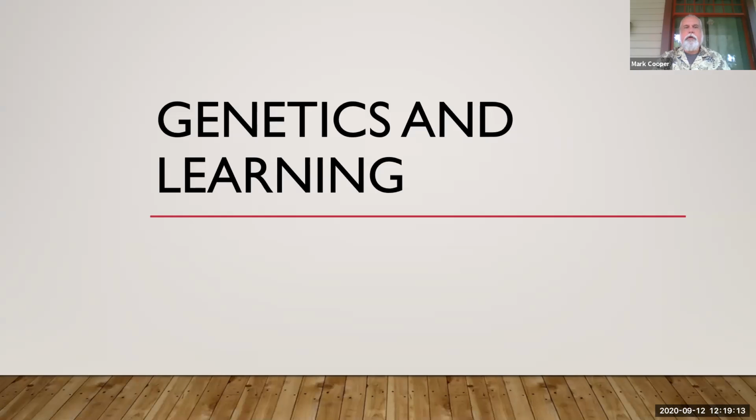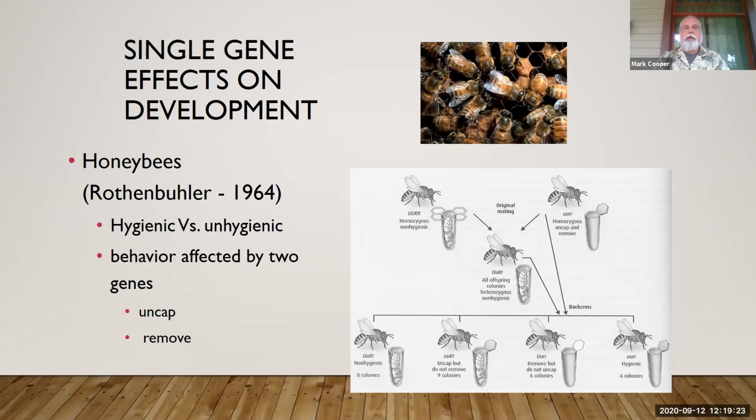All right, for this video, what we're going to look at is the genes themselves and how they are expressed. So we're going to look at single genes, and then we're going to look at multi-genes. So we'll talk about single gene effects on development, and we've talked about honeybees, and one of the phases that they go through is being ones that clean out the nests, and it's kind of complex.